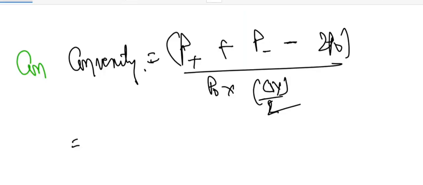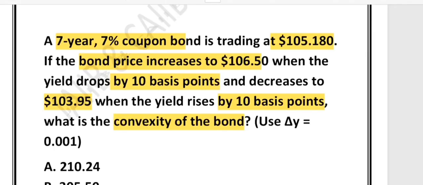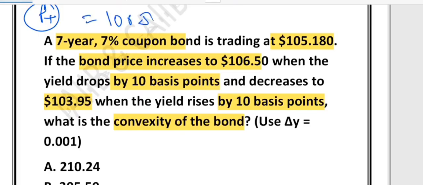Now in this case, what is P plus, what is P minus, what is P naught? Let's understand. Friends, this is a very, very important thing I'm telling you. P plus means the price if the yield falls. You know very well that price and yield are inversely proportional. Whenever yield falls, price is bound to rise. So what is the price when yield falls? P plus is 106.50. Now what is P minus?